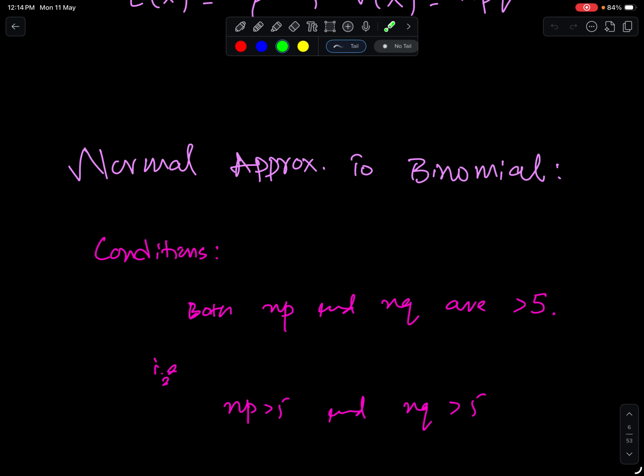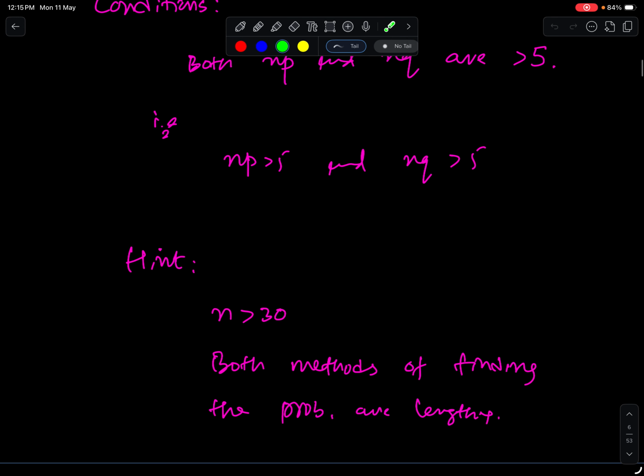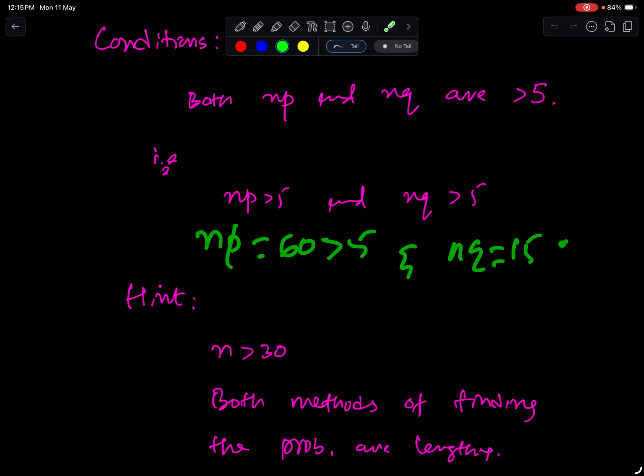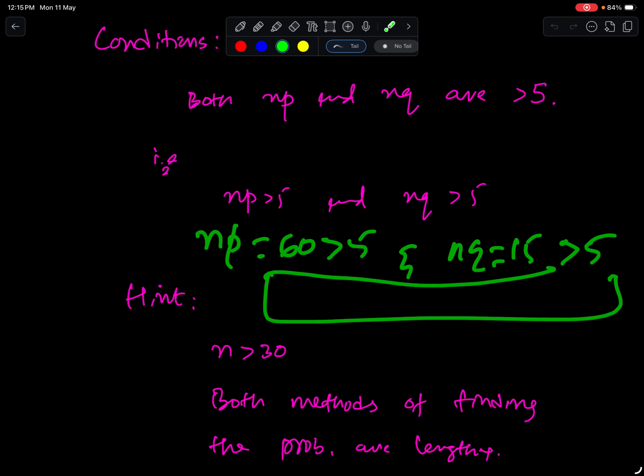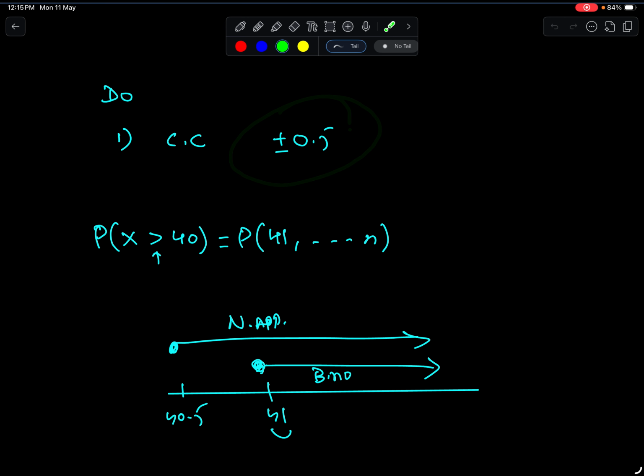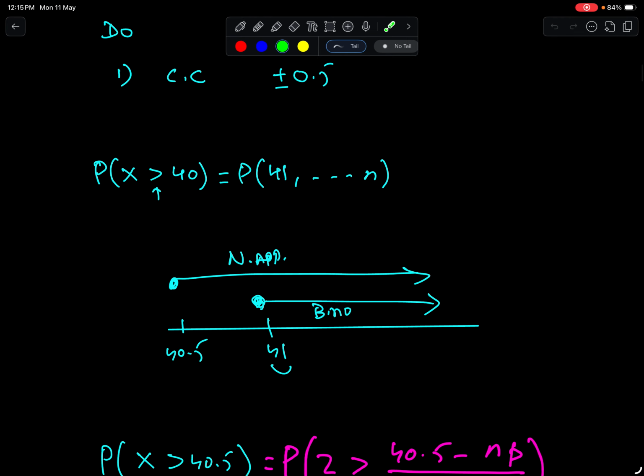Condition for normal approximation to binomial, you have to show this np greater than 5, nq greater than 5. You have to show the comparison. What if np is 60? Write like this, greater than 5. nq suppose is 15. That is why we use normal approximation. Show the comparison. Do continuity correction very carefully. Use number line for that. You should watch my lecture final S1 revision to understand these things carefully.